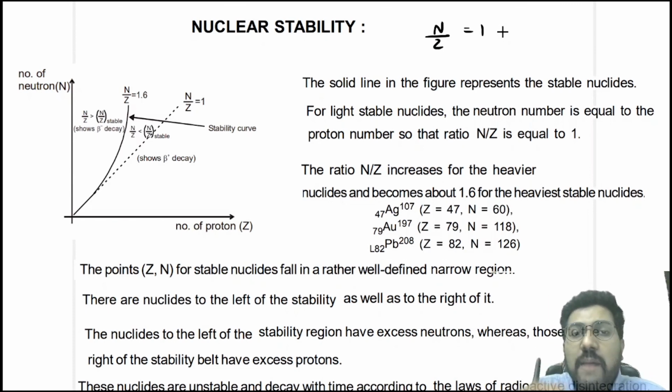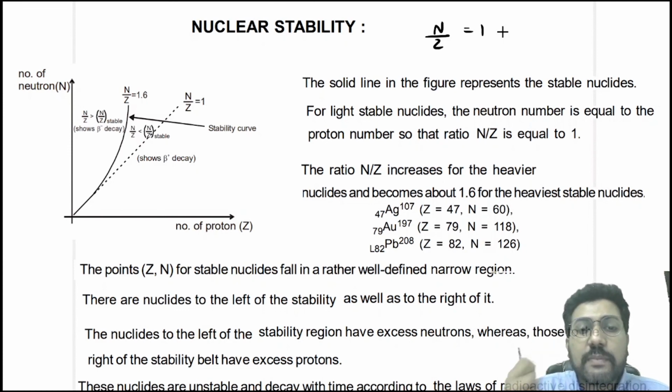But as the mass number or the proton number increases, that is for a heavier nucleus, more neutrons are required to keep the nucleus stable. And why is this so? Why are more neutrons required? Because the neutrons are needed to overcome the proton repulsion, that is the electrostatic repulsion. So that is why for a heavier nucleus more neutrons are required to overcome the electrostatic repulsive force.